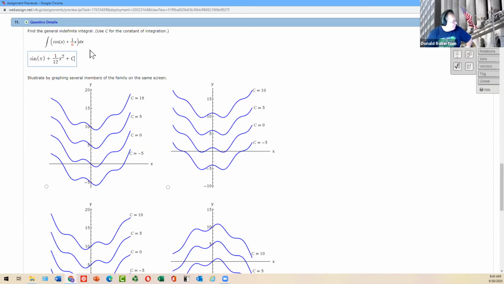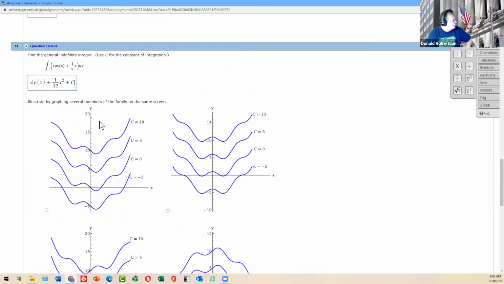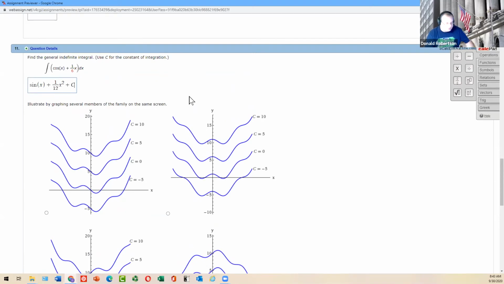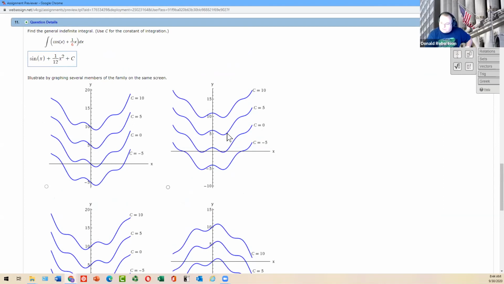Now, that wasn't particularly difficult, except be careful with the antiderivative of cosine. Here are 4 members of that guy. Now, what they're talking about is, if you get your calculator, you type in sine x plus 1/12 x squared plus 0, plus 5, plus 10, and then plus -5. And when you put them together, one of these 4 pictures is what you've got.